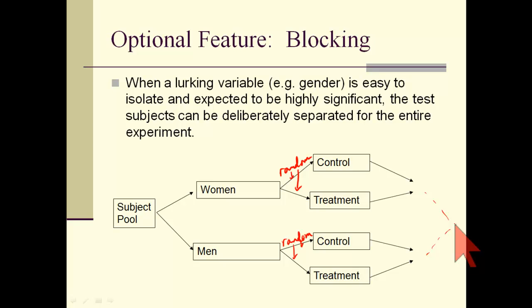In drug studies, subjects are almost always broken apart by gender. In other situations, we may break people apart in terms of socioeconomic status or ethnicity or political party. It depends on what we're trying to study as to what lurking variables might be important and how we might want to block.